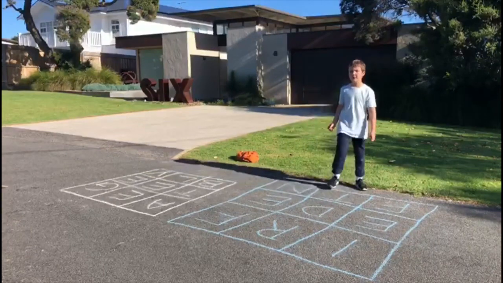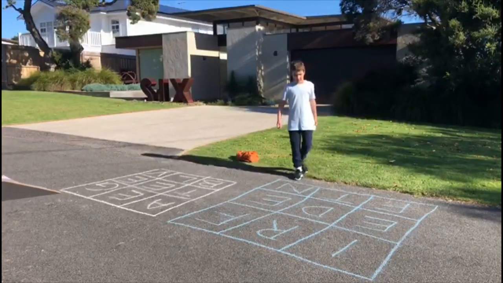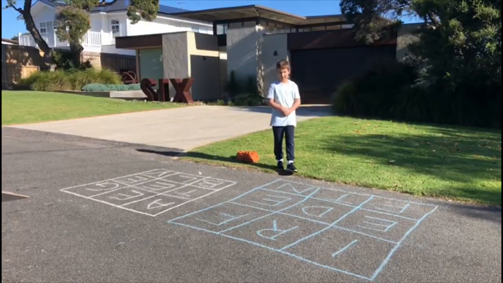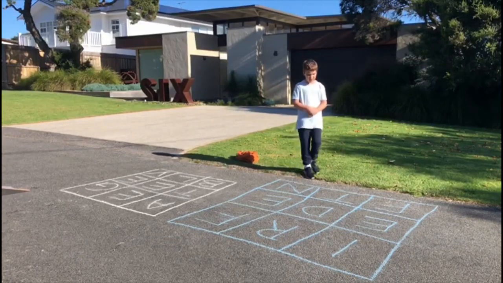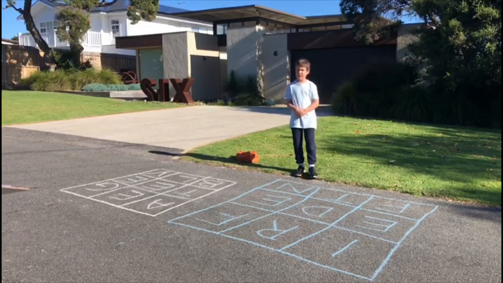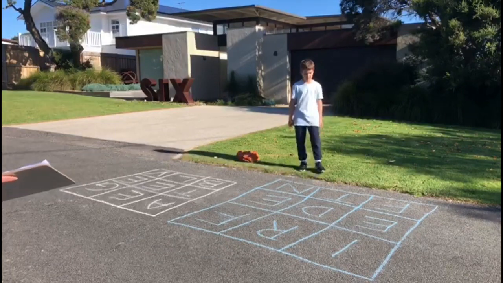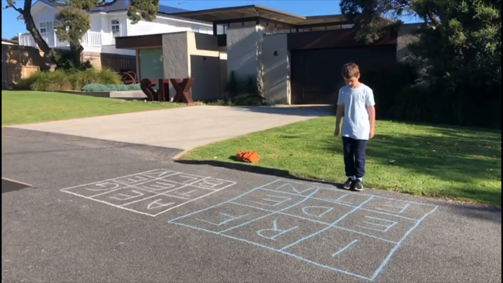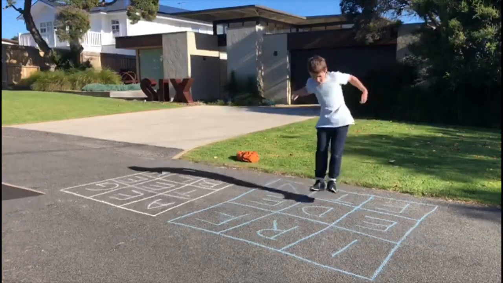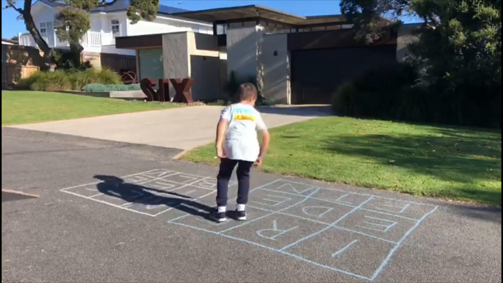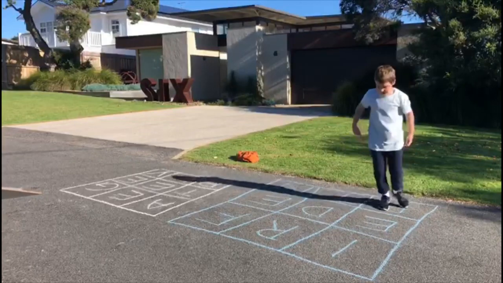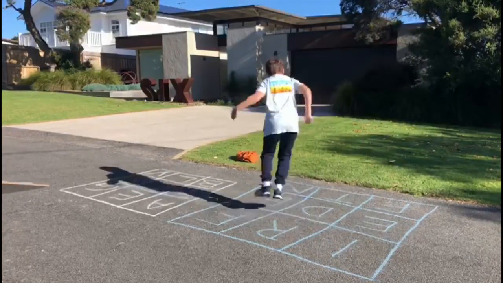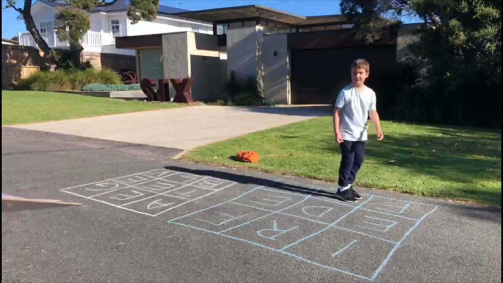D-I-F-F-E-R-E-N-T. Different. Right. And how do you spell that? D-I-F-F-E-R-E-N-T. Awesome. Can you maybe do it one more time, a little bit quicker for me? Double jumping onto those letters. Go as fast as you can. D-I-F-F-E-R-E-N-T. Brilliant. Great job, Will.